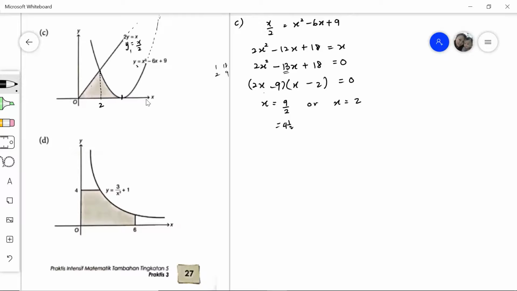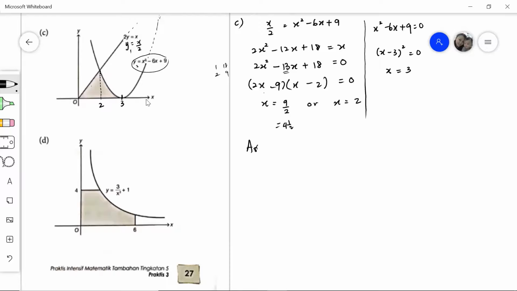This is on the x-axis. So at the x-axis, y equals 0. So let's substitute y equals 0 into the curve. Therefore, x squared minus 6x plus 9 equals 0. When we factorize this, we will have (x minus 3) squared equals 0. Therefore, x minus 3 equals 0, x equals 3. So this is 3 here.